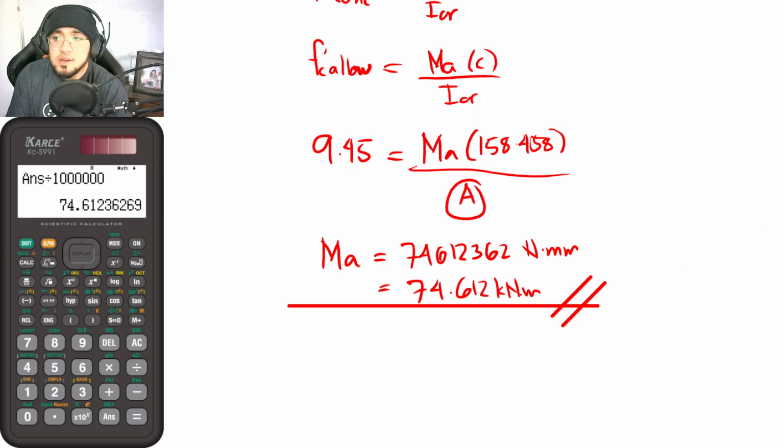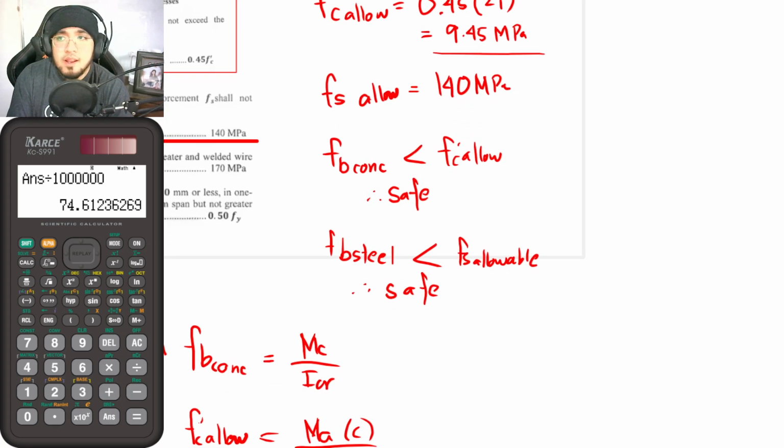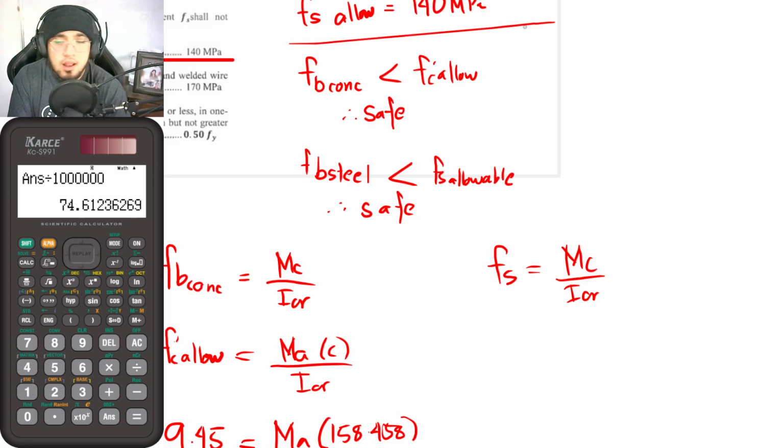But what about for steel? So let us also check for steel. And as you can see here, the allowable stress for steel is 140 megapascal. So from that, Fs is now equal to MC over ICR. But take note that since we are now to talk about steel, we should be multiplying this by the modular ratio N. Okay? So from that, our Fs allowable is now equal to 140 megapascals.